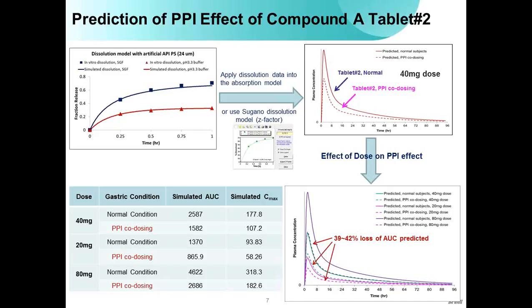So we can also do a prediction of achlorhydric effect at different doses. And in this case, we did 20 to 80 milligram doses and predicted a largely similar percent loss of exposure across the doses.